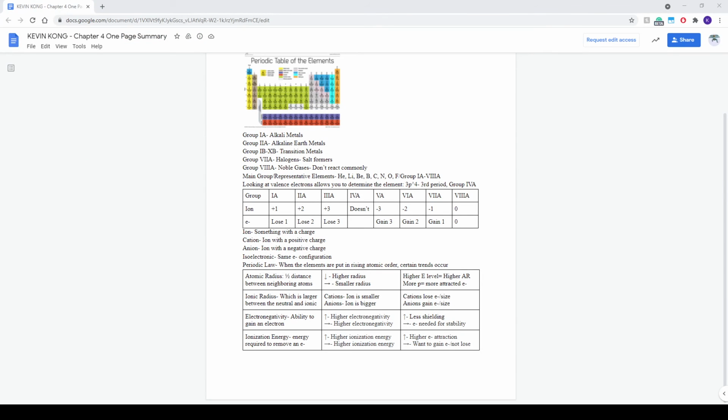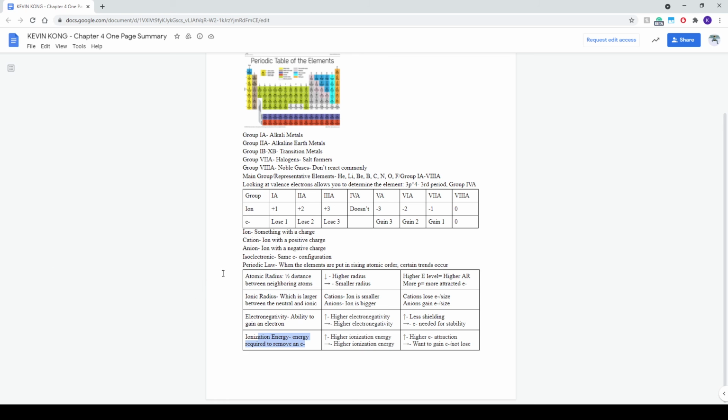Electronegativity, for us, is the ability to gain an electron. And again, all these trends follow a certain pattern across the periodic table. Ionization energy is the opposite of electronegativity, where it's the energy required to remove an electron. We kind of measure ionization energy weirdly, in a way that's the opposite of what you would expect.